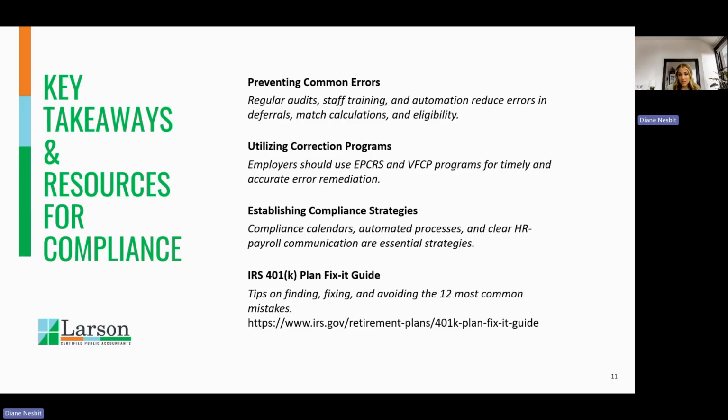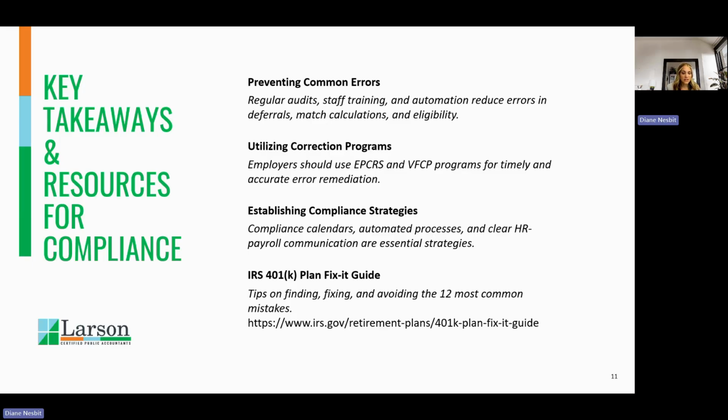Again, automating processes wherever possible. Integration with the payroll system and the HRIS system, or the payroll system and the record keeping system can always be a great option for automation. And then clear human resources and payroll communication are essential strategies when you've got human resources managing some functions of the plan and payroll managing some functions or operations of the plan. Communication between the departments and individuals is also essential.